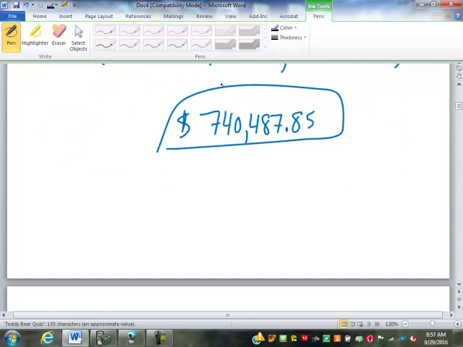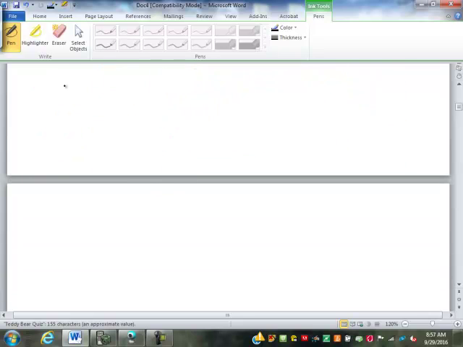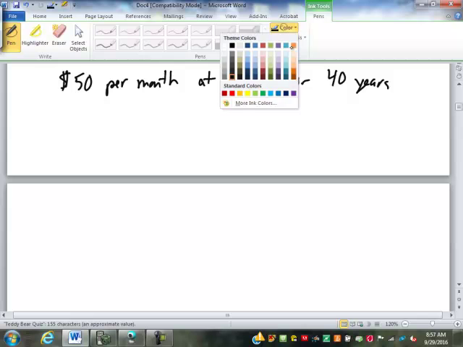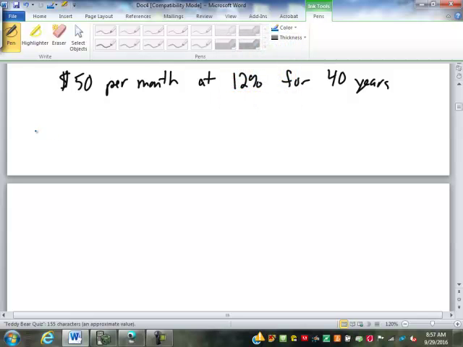How about you guys try one? Let's say you're going to put away $50 per month at 12% interest, and you're going to work for 40 years. So I'm going to have you guys set this up in your book.